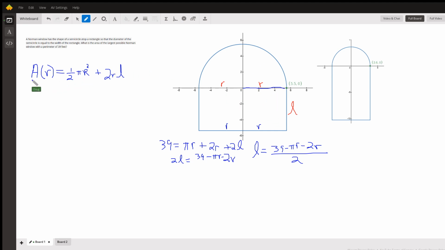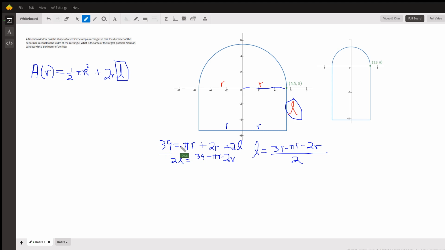So we need a function A, depending on r, that represents the area of that Norman window. Well, the area of just the circle would be pi r squared, but we have a semicircle, so that's what this is right here. 1/2 pi r squared is the area of the semicircle. For the rectangle, we have length times width, but the width is 2r, so 2rl, but we want A to depend on r only, so we have to come up with a way to get l in terms of r, and that's where this perimeter of 39 comes into play.